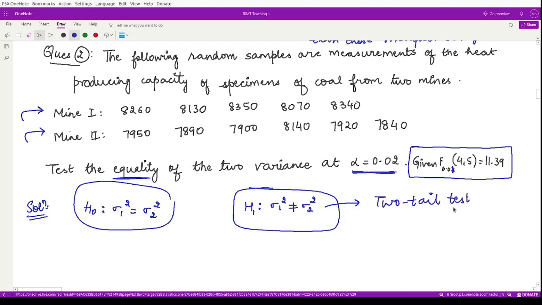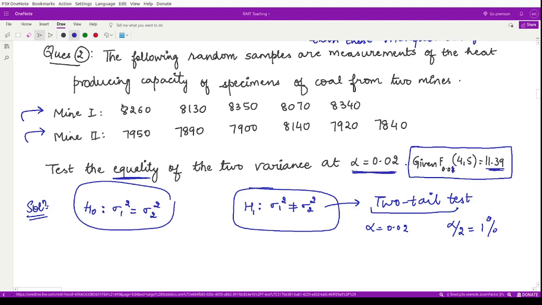And for this two-tailed test, we wanted to check the equality of variances at 2% level of significance. Therefore, because this is a two-tailed test, alpha is 0.02. Whenever your level of significance is equal to 2%, we will check here for alpha by 2, which means we will check at 1% level of significance. So that is why the value of 0.01 at 4,5 degrees of freedom is given to us, 11.39. For this value, we will test our hypothesis.